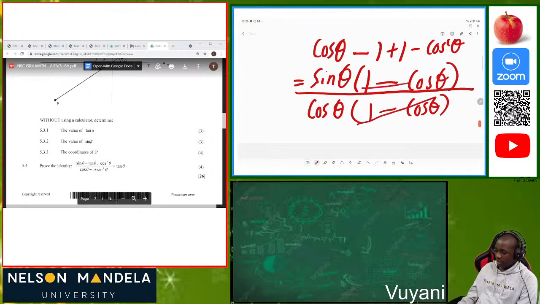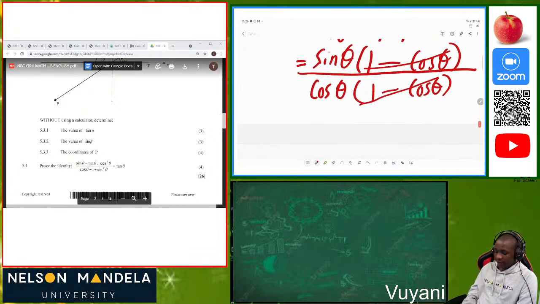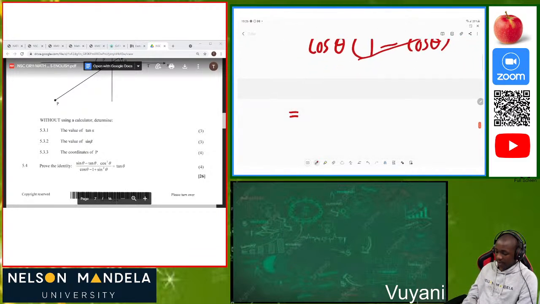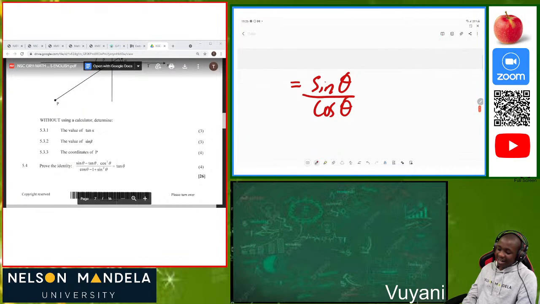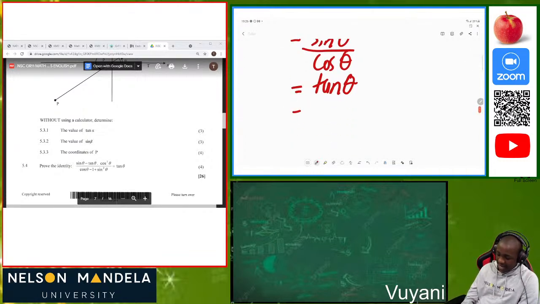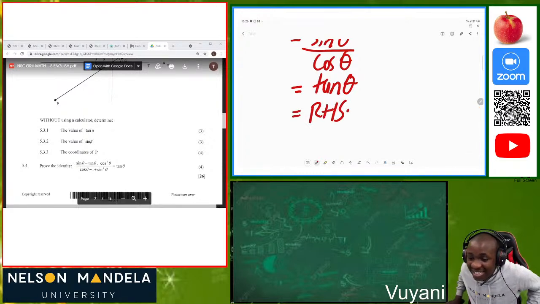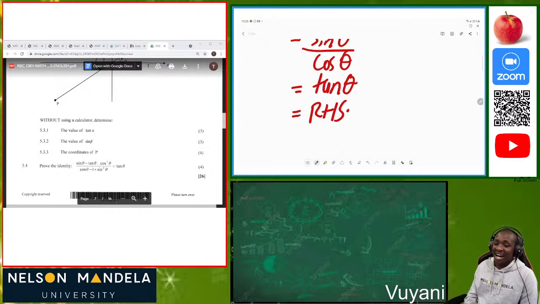They are common. We cancel them out. Then after that we end up having sine of theta over cos of theta. Now we know that this is an identity which is equivalent to tan of theta, which is equivalent to our right hand side. Then we saw that our left hand side is equivalent to our right hand side.